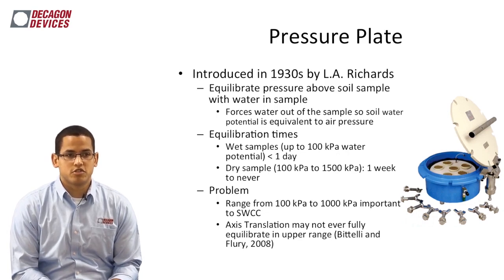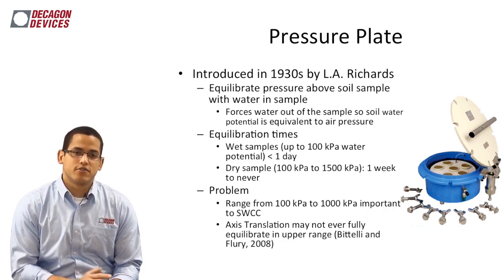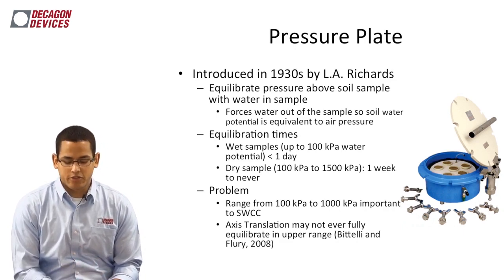And so that really gives us a problem when we're working in that range of 100 to 1000 kPa, trying to develop moisture characteristic curves and get accurate measures. It really creates issues, and so we have to look at other methods for measuring the moisture characteristic curve.